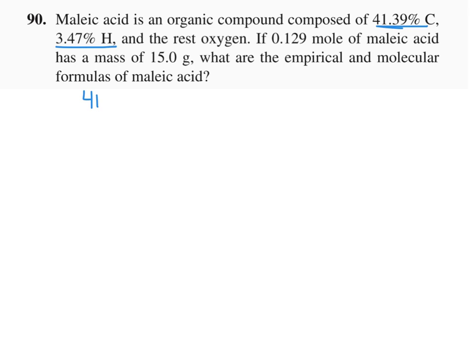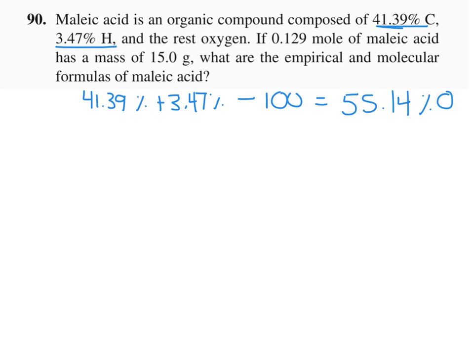So if we add 41.39% and 3.47%, and you find out their total and subtract that from 100, you find out the missing percent is oxygen, and it's 55.14%. So that's going to be helpful that we know all the percents. So this one's carbon and this one's hydrogen.